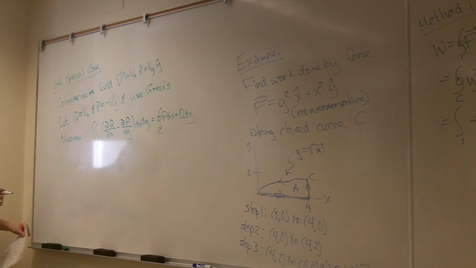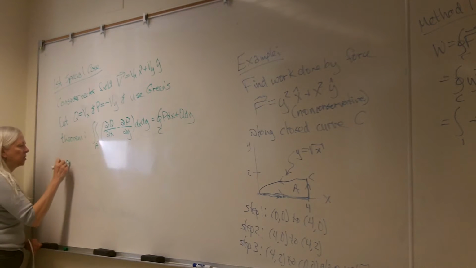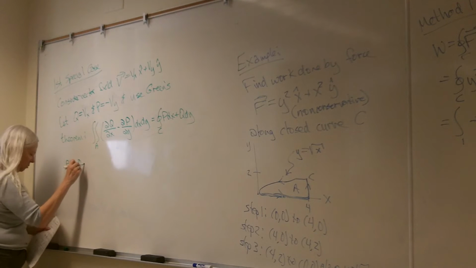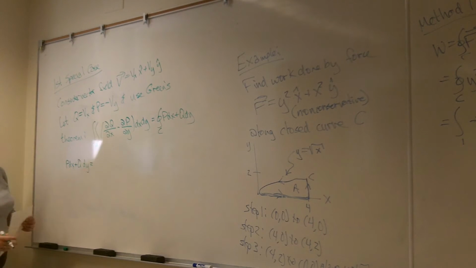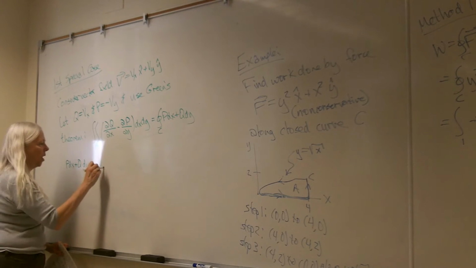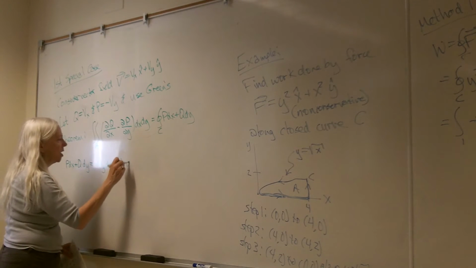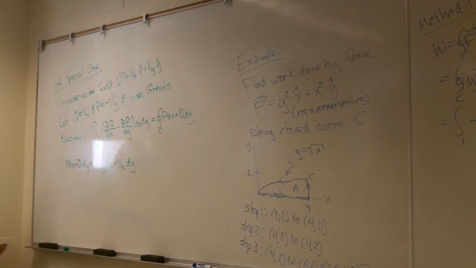Okay, so let's think about what the integrand on this side is going to look like. P dx plus q dy, with p and q as we have chosen here, will be minus v sub y times dx plus v sub x times dy.